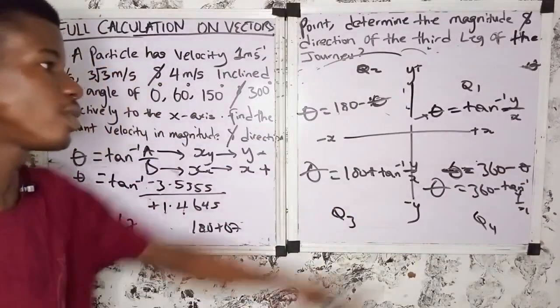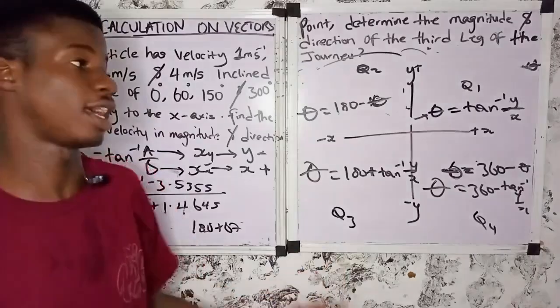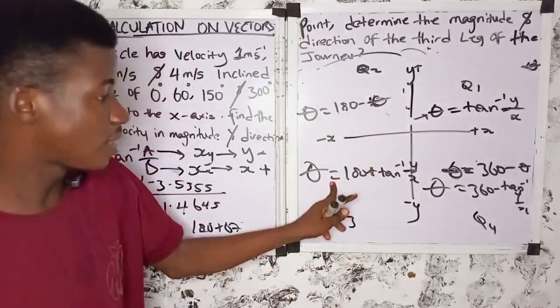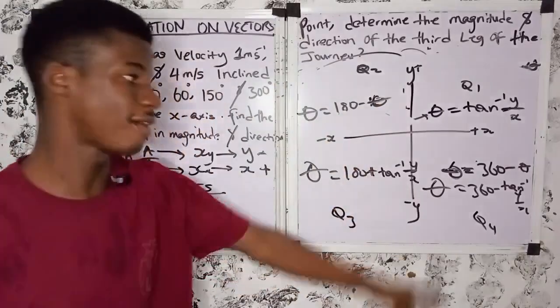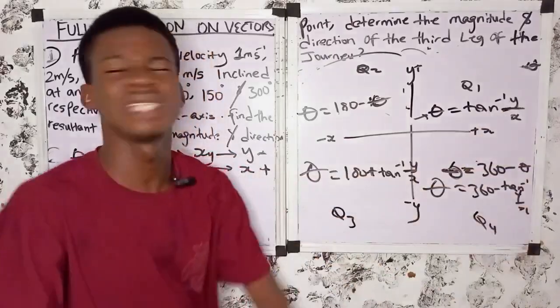So that is just it. First quadrant, your angle is just theta, the inverse of tan y over x. Second quadrant is 180 minus that angle. Third quadrant is 180 plus that angle, while fourth quadrant is 360 minus this angle. So that is just it.